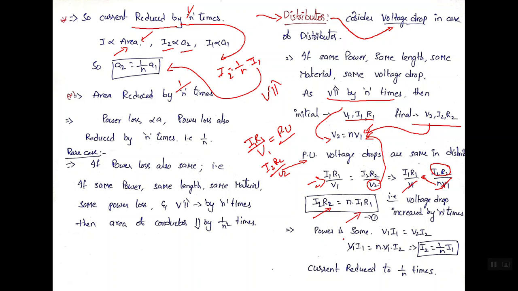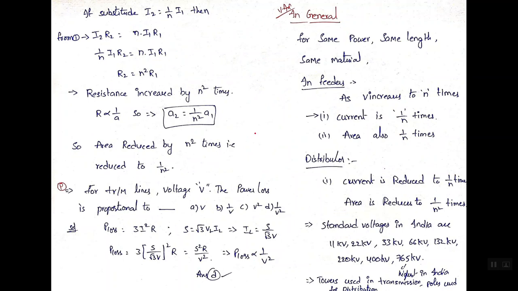So I got the same result. I into R is nothing but the voltage drop, V is equal to IR. Here the voltage drop increases by n times. So as voltage increases n times, the voltage drop increases by n times. And if the power is the same, replacing V2 with n into V1, V1 and V1 cancel, then the current value reduces to 1 by n into I1, that is, 1 by n times. If the current is reduced to 1 by n times, then what are the voltage drops?